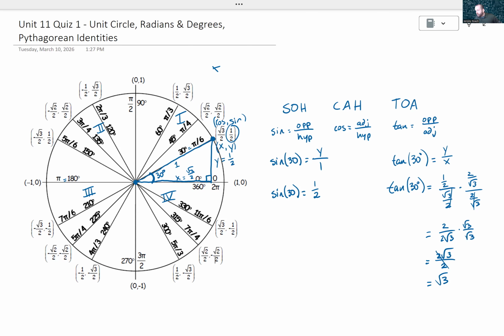So tangent of 30 is 1/2 over √3/2. Let's see what happened here. So we canceled out our denominator there. We have 2 over 2√3, and we multiply by √3. I see what happened here. So I made a small mistake here.